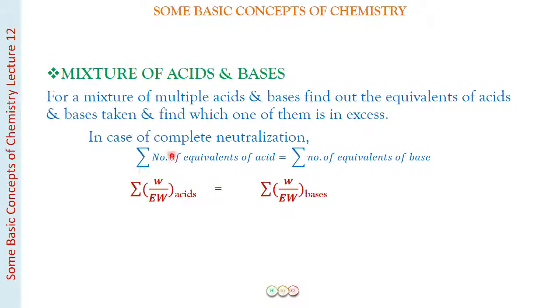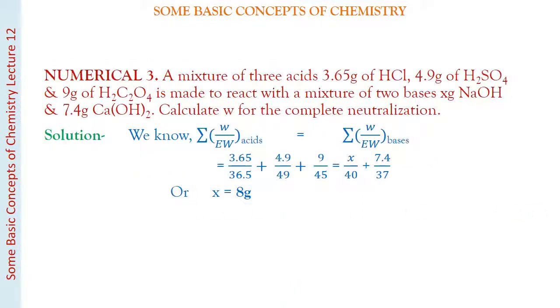Or you can find the number of equivalents by the weight of the acid divided by the equivalent mass of the acid, sum total all the acids, and this would be equal to the weight of the base divided by the equivalent mass of the base, and then sum total all the bases. So this is going to come to the same value. On this we have a question.